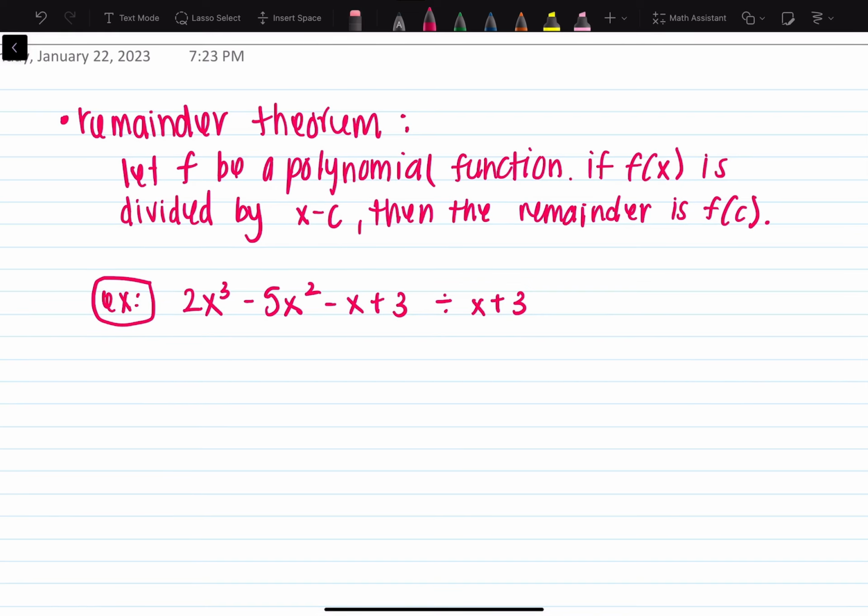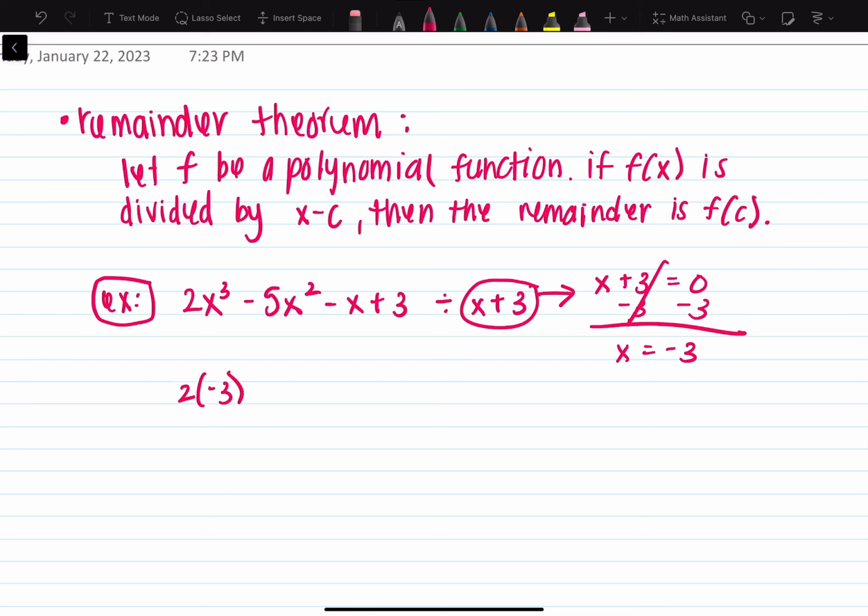I'm going to take my polynomial, 2x cubed minus 5x squared minus x plus 3, and substitute in the zero of the divisor. What is the value of x here? By using the zero property, I get x is equal to negative 3. So I'm going to substitute negative 3 into this expression, and then you're going to see how we get that remainder.